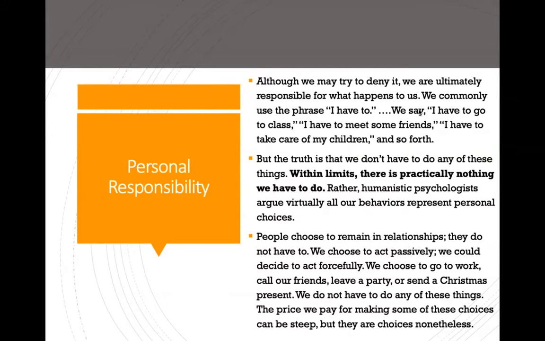So, when it comes to understanding personal responsibility, listen to these words very carefully, okay? Because they have a very potent value hidden under them. Although we may try to deny it, we are ultimately responsible for what happens to us. We commonly use the phrase, I have to. We say, I have to go to class. I have to meet some friends. I have to take care of my children, and so forth. But the truth is that we don't have to do any of these things. Within limits, there is practically nothing we have to do.